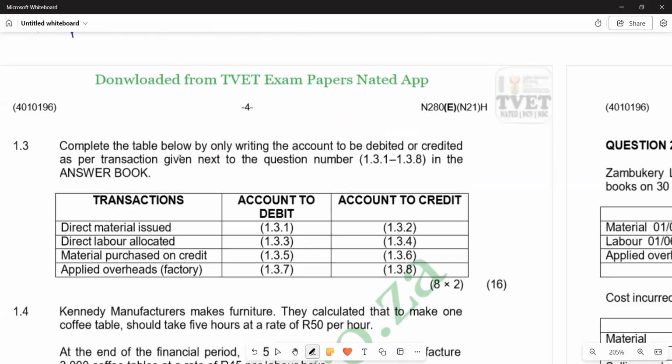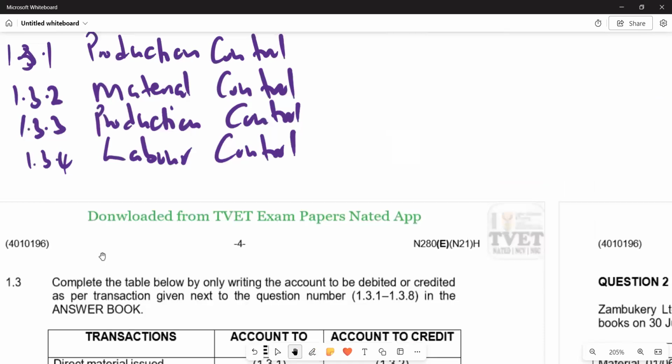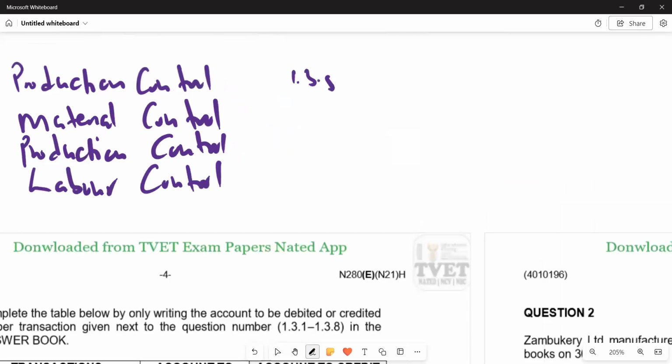1.3.5 and 1.3.6 is a double entry for material purchased on credit. On 1.3.5, to be debited, we debit material control. And then 1.3.6, to be credited, we credit creditors control. So we present it as such: 1.3.5, material control, and 1.3.6, creditors control.